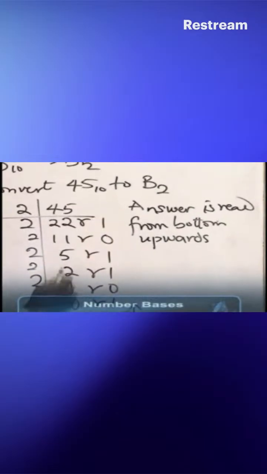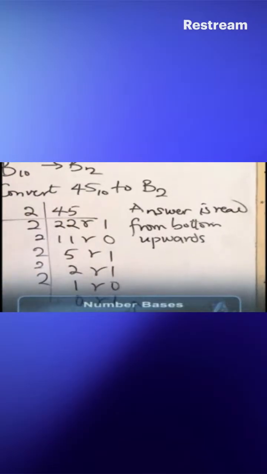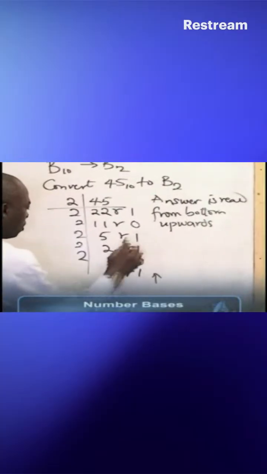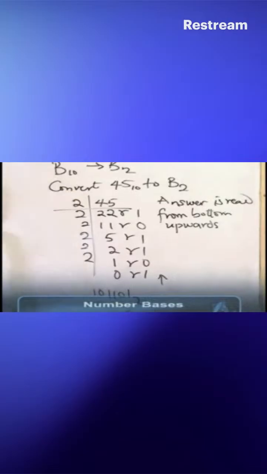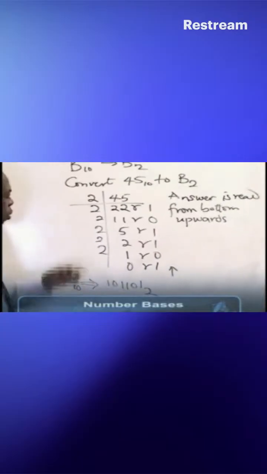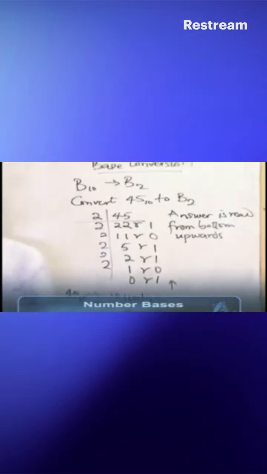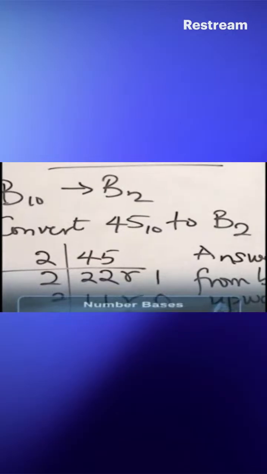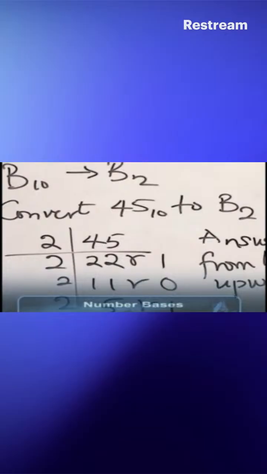So the number in base 2 that is equivalent to 45 base 10 is 1 0 1 1 0 1 base 2. That is conversion of base 10 to base 2. Any number whatsoever, this is the process.